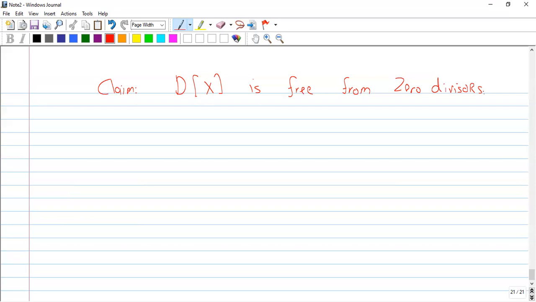तो मैं ली का प्रूफ डिस्कस कर रहा हूँ। ये डायरेक्टली करो तो थोड़ा मुश्किल होता है, कॉन्ट्राडिक्शन से आसान हो जाता है। तो on contrary मैंने अज्यूम कर लिया, assume D[x] is not free from zero divisors.